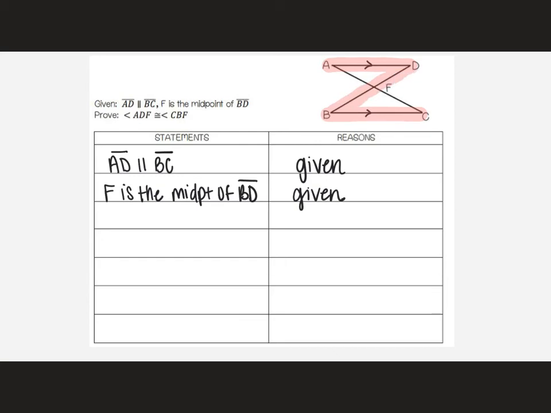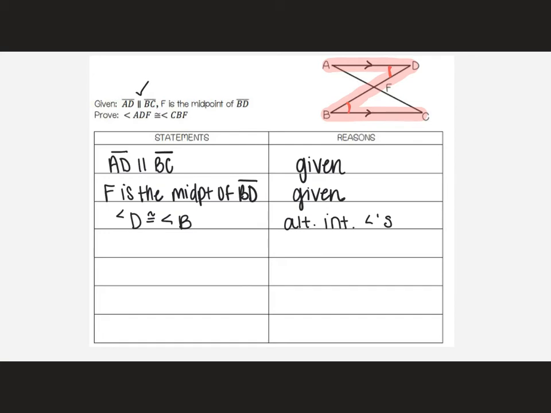There's actually more than one in the diagram. This is just what I saw first. If you notice, it outlines 2 angles for you. So it outlines this angle and this angle. So angle D is congruent to angle B. And those are alternate interior angles. So I used the given.